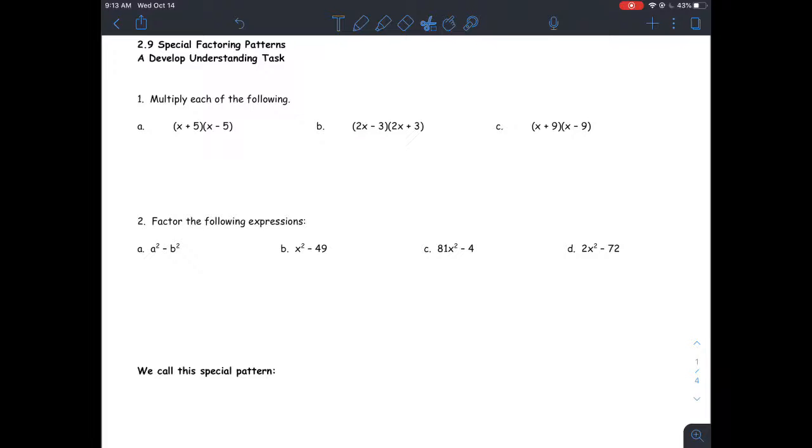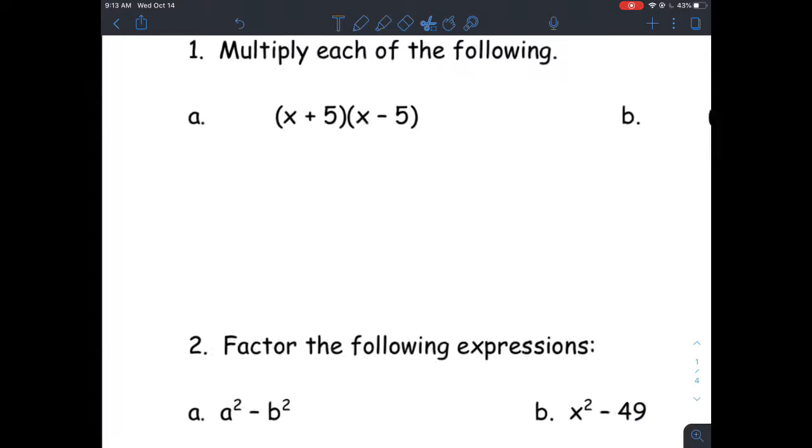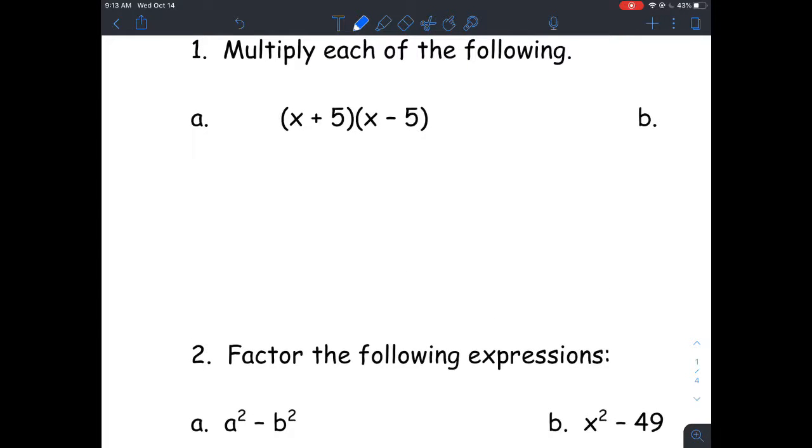Hi, Math 2. So this video should be kind of a review of the different factoring patterns that we've learned about. So for number 1, it says multiply the following. So here what we're doing is we're multiplying two binomials. So we're going to use what's called foiling, right?